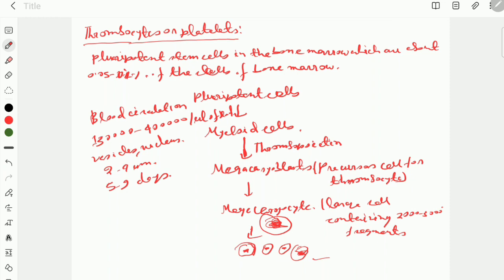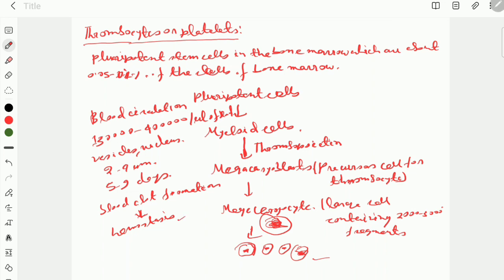And thrombocytes are helpful because they are responsible for blood clot formation, and in this way they maintain hemostasis if any injury occurs to the tissue or blood. Another thing is that the granules inside the platelets contain various chemicals which also help in the blood clot formation. So this is all about platelets.